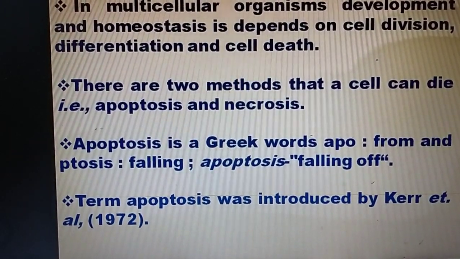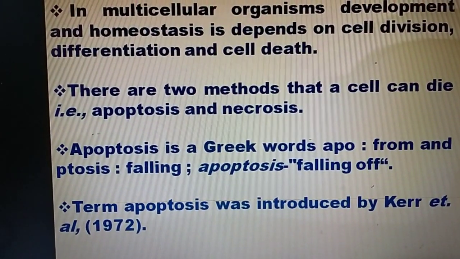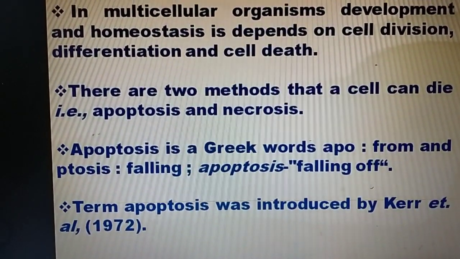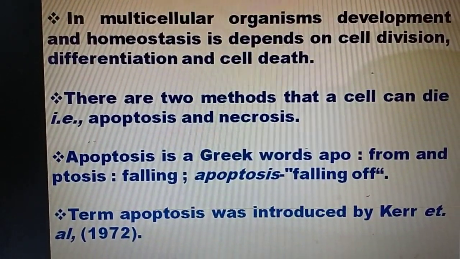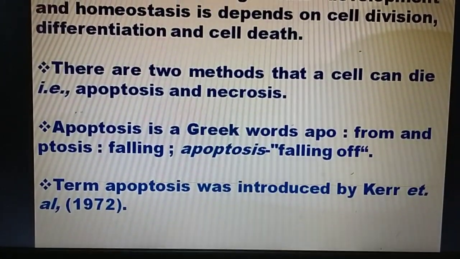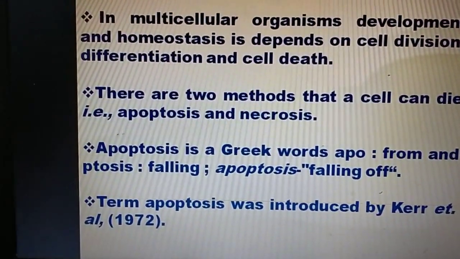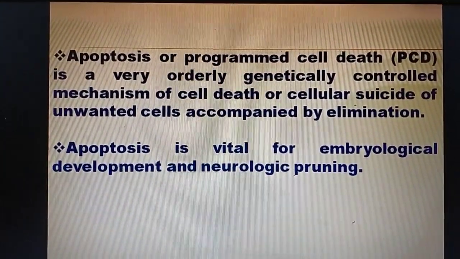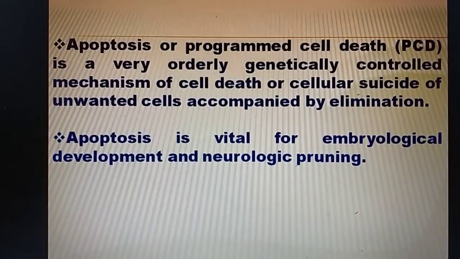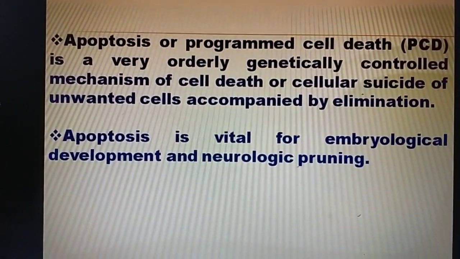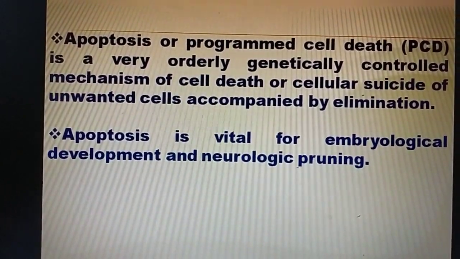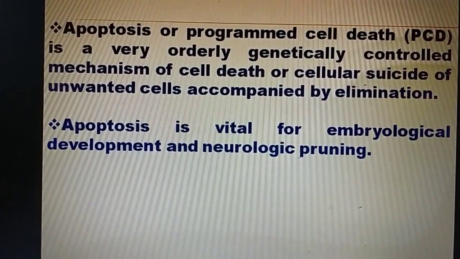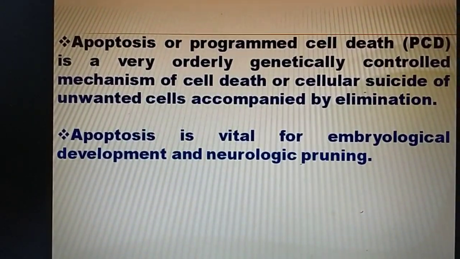Apoptosis is a Greek word meaning falling off. It consists of two words: apo means from and tosis means falling. The term apoptosis was first introduced by Kerr in 1972. Apoptosis, or programmed cell death, is a very orderly, genetically controlled mechanism of cell death, or cellular suicide, of unwanted cells accompanied by elimination. Apoptosis is vital for embryological development and neurological pruning.